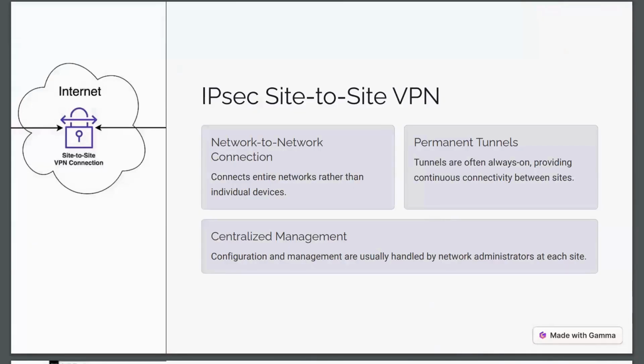Now let's talk about IPsec site-to-site VPN. Now, site-to-site VPNs connect entire networks to each other over the internet. So this is typically used to connect branch offices to a central office, something in that sort. And it's just allowing resources to be shared securely across locations.